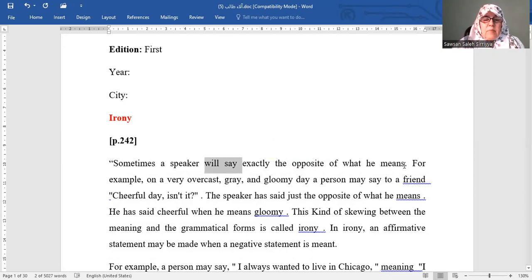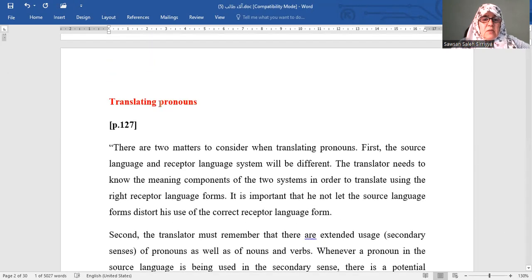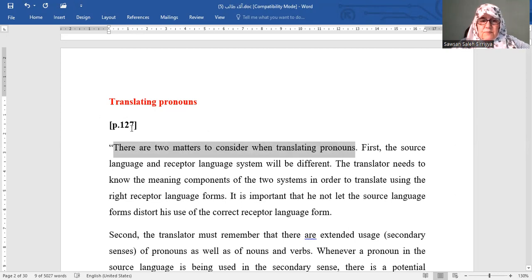This is irony. Probably the irony is the title of the section, or it could be the title of the chapter. But mainly, we get the idea from the first sentence. If we go down, you see translating pronouns. She got it from the first sentence. This is translating pronoun, and this is the page number.